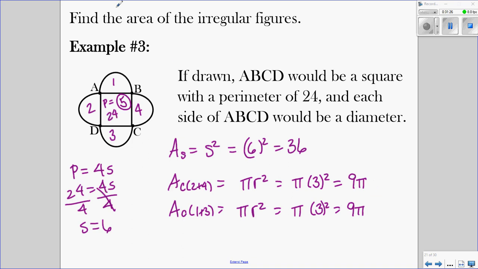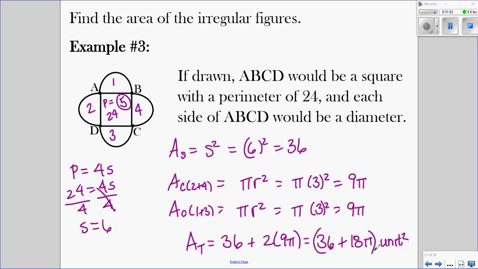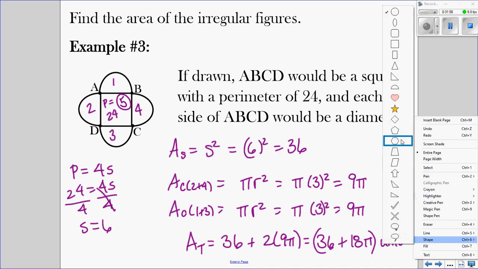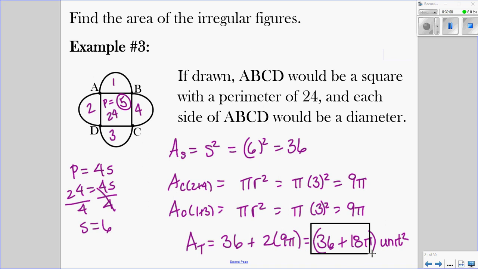Alright, so now we're finding the total area. The total area will be 36 plus, and I'm going to do 2 times 9 pi because it's the same. And then it'll be 36 plus 18 pi. We're not combining. And there's no units, so we just call it unit square. And I'll put this in parentheses, and that's our answer. Actually, I'm going to box that. That's our answer.